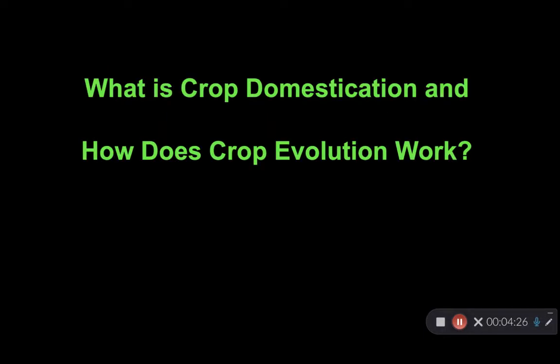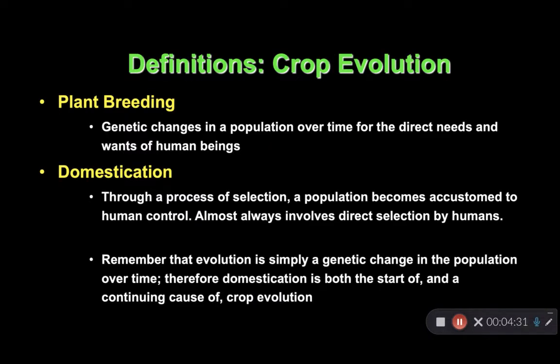So what is crop domestication, and how does crop evolution work? Well, we might say that the breeding of crops, selection and changing their genetics is simply, as a definition, changing the genetics of the population over time for our needs and wants. This is a definition that is, I think, really workable. It just simply means that we modify the genetic frequencies of genes in populations over time for the traits that we're interested in.